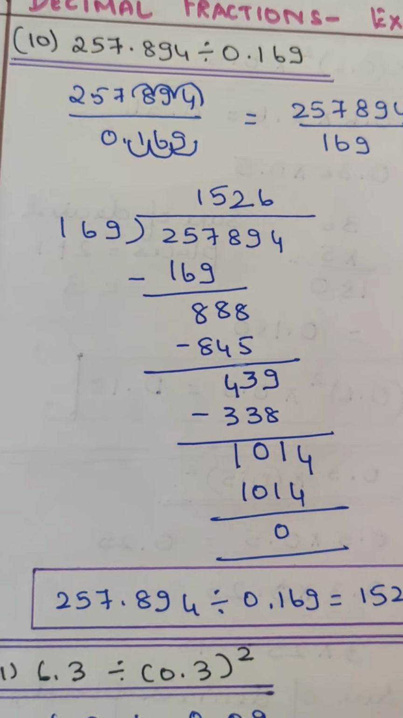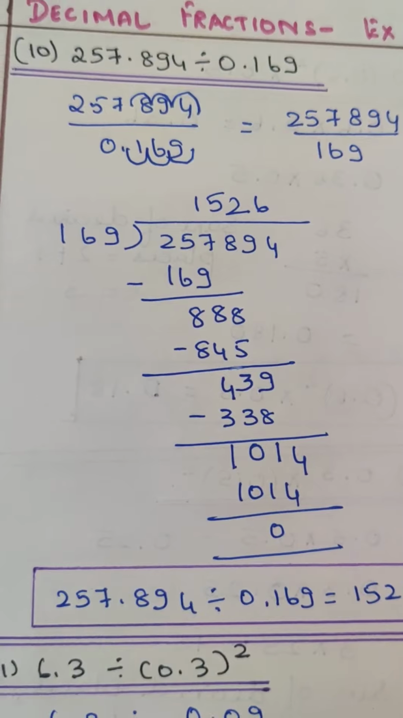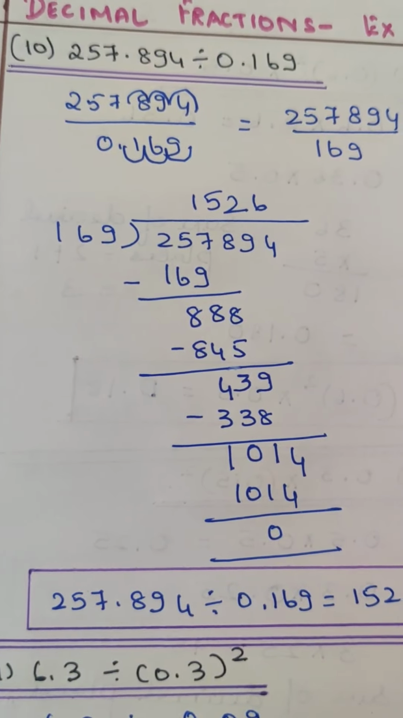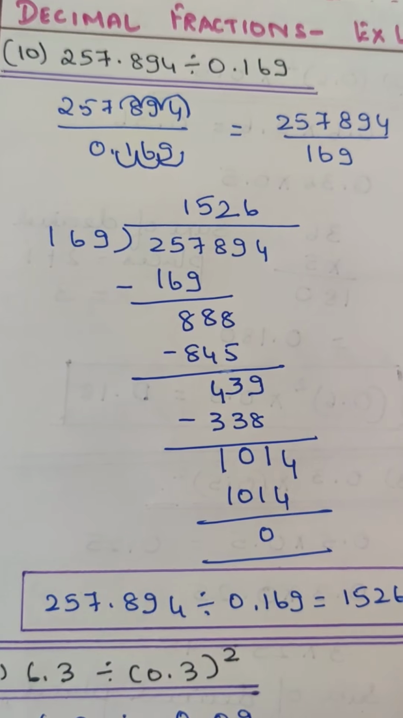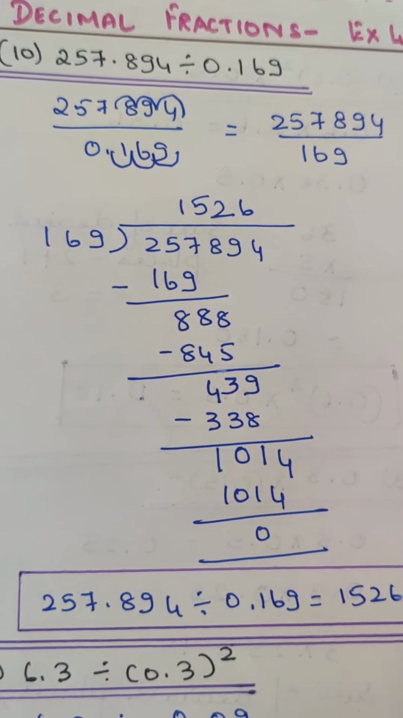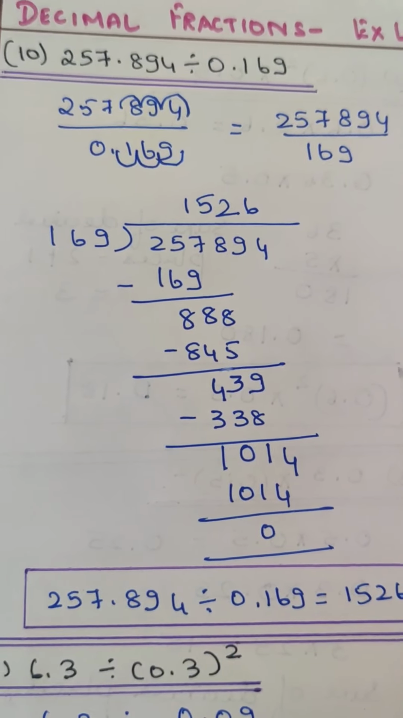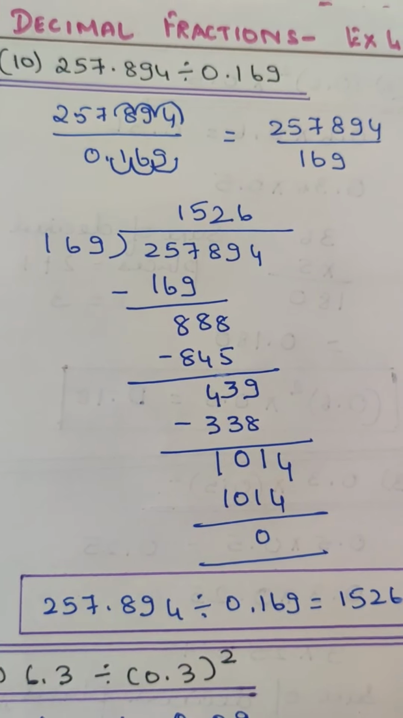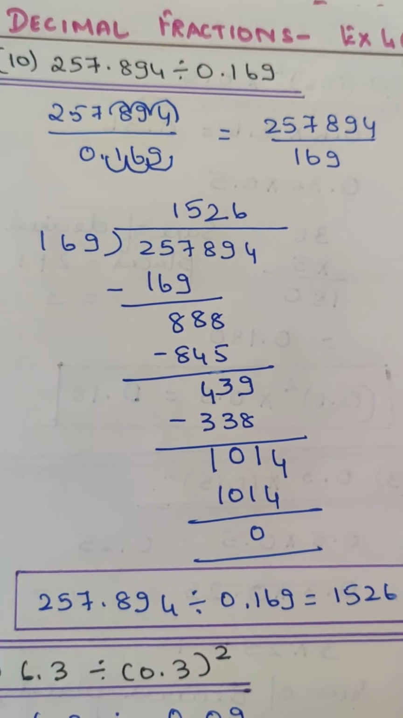257,894 divided by 169. So 169 ones are 169, 88 is the remainder. So again you get the 8 down, so it becomes 888, 5 times 169 is 845, and then 43 is the remainder, and you get 9 down. So 169 twos are 338, the remainder is 101.